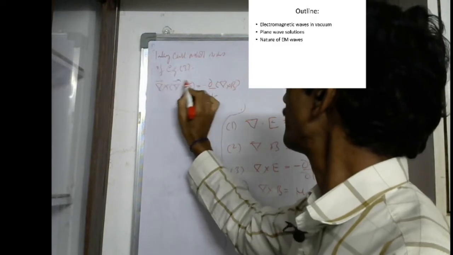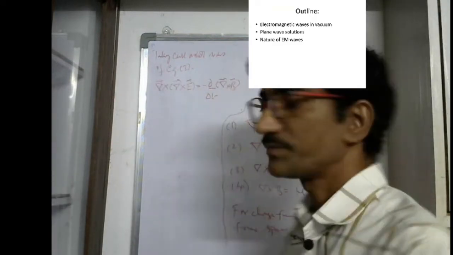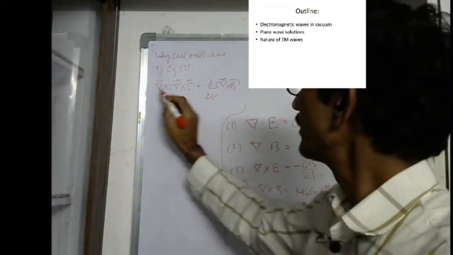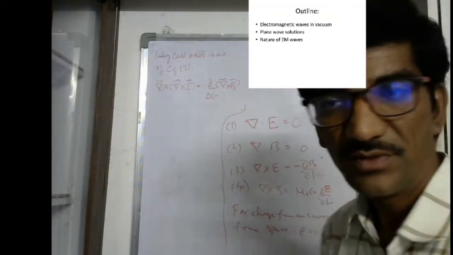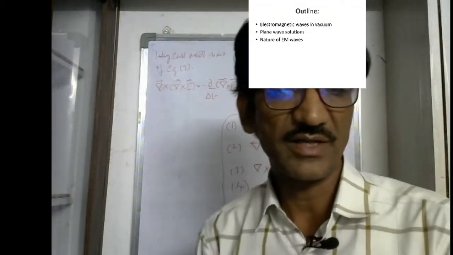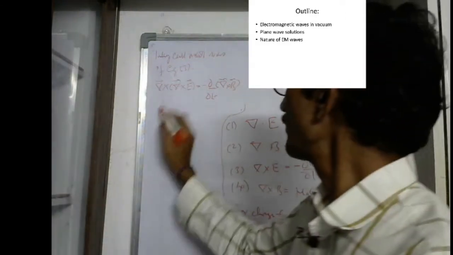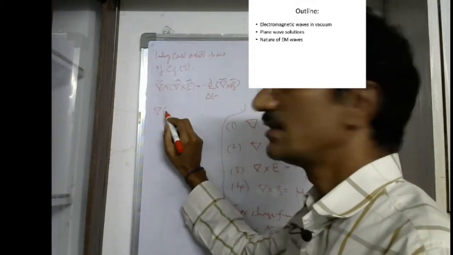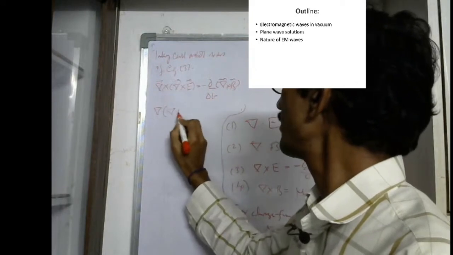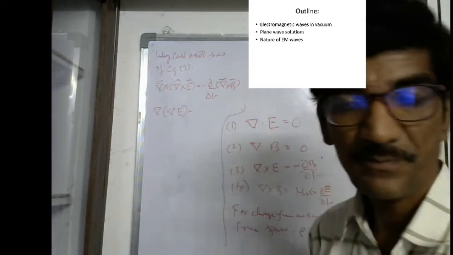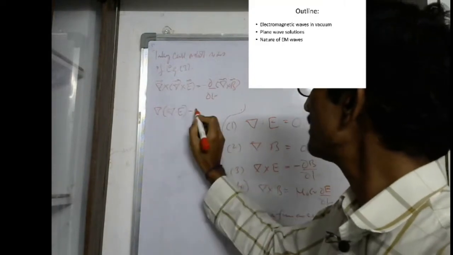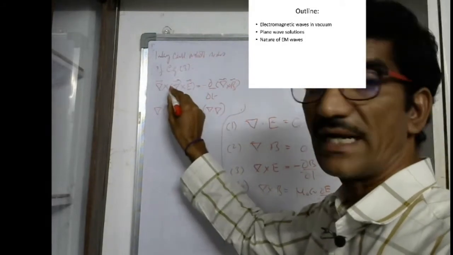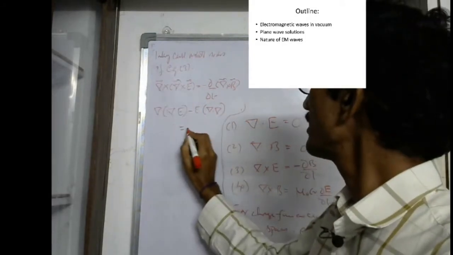Yeah, vector triple product, this thing. Here we use the BAC-CAB rule. A cross B cross C is equal to B (A dot C) minus C (A dot B). We use that rule. Here, B means this del, A dot C means del dot E, minus C means E, and A dot B means del dot del. This is the LHS. I am not disturbing the RHS.